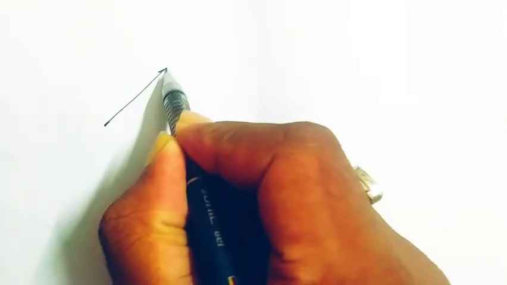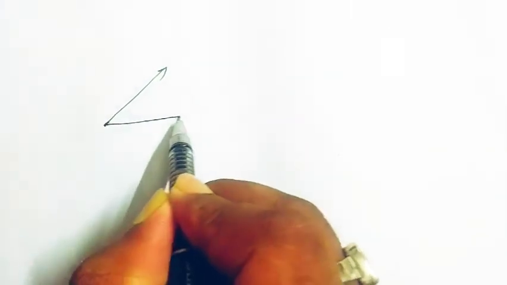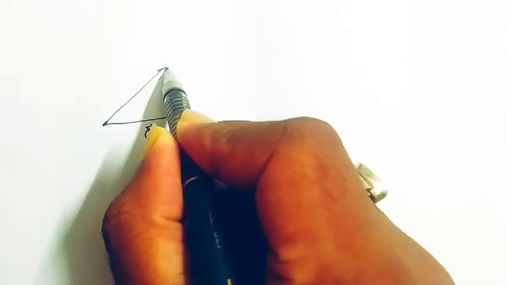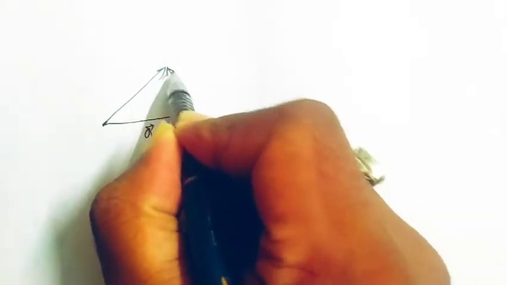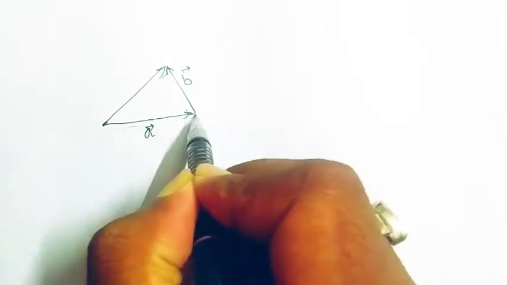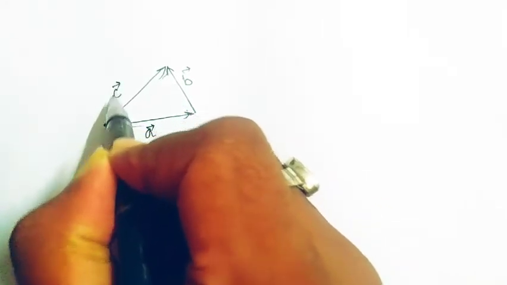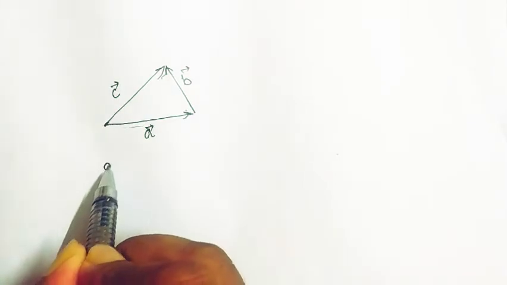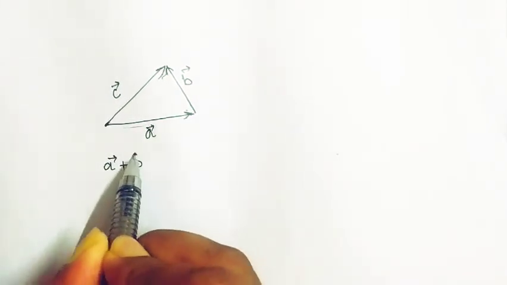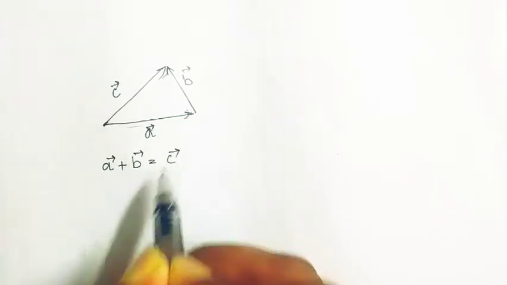So I want to say something here about vector algebra. In vector algebra we have seen this, that if it is a vector and if it is another vector, say the a vector and the b vector, then we can say the resultant of the a vector and b vector is the c vector. So we can write this as a vector plus b vector equal to c vector.